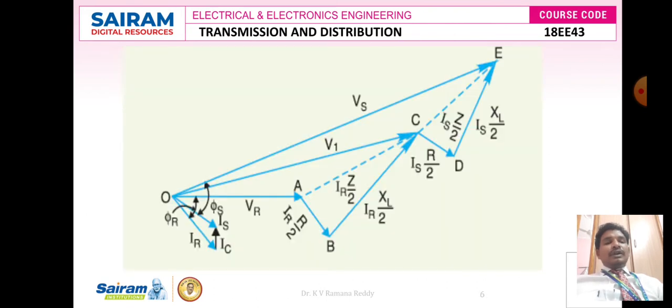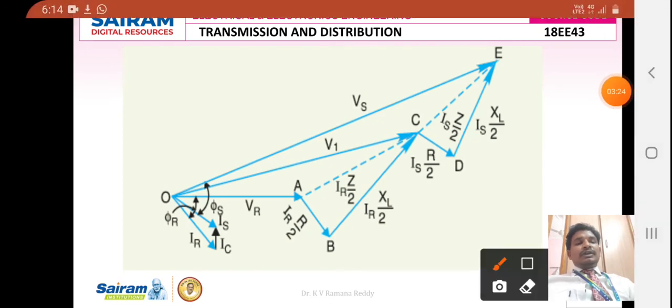Here we have the phasor diagram. In this phasor diagram, we take VR as the reference voltage. For this VR, there is a voltage drop in the first segment, that is IR into R by 2. For this, there is another voltage drop, that is IR into XL by 2. The vector sum of the real voltage drop and the imaginary voltage drop of the first segment is the hypotenuse, that is IR into Z by 2.